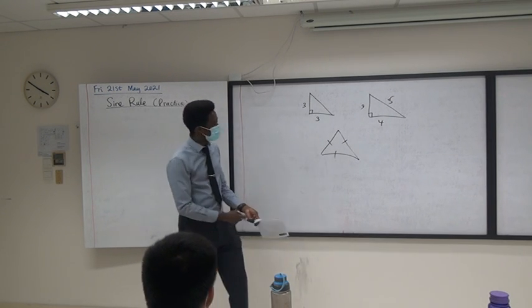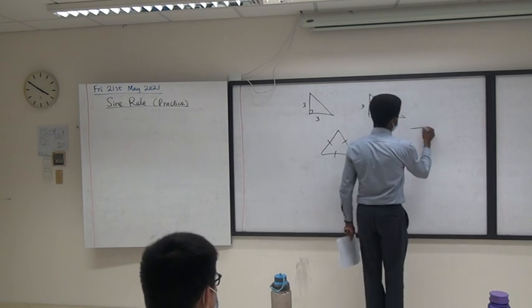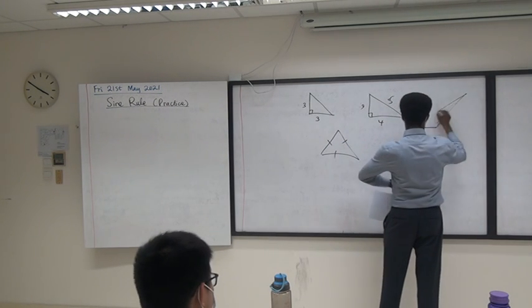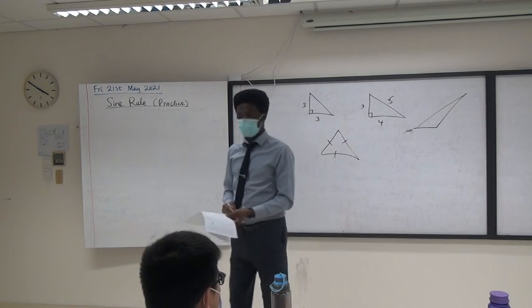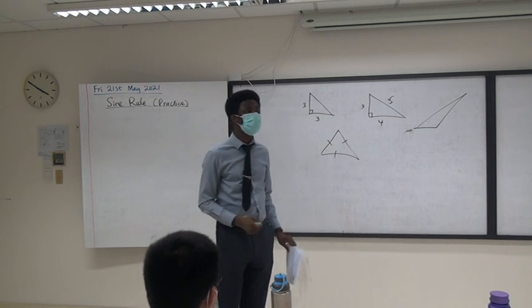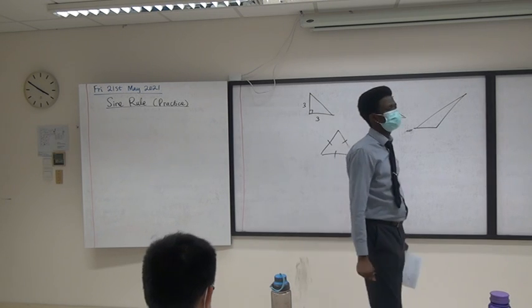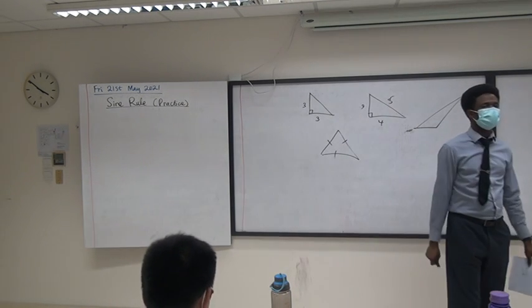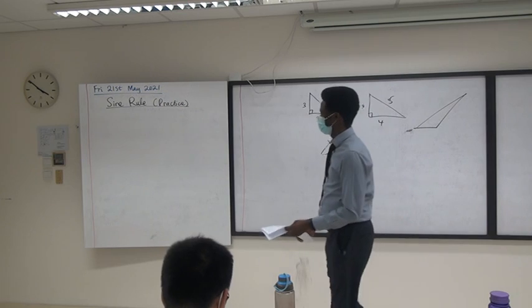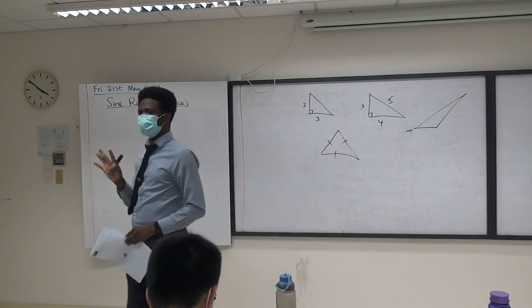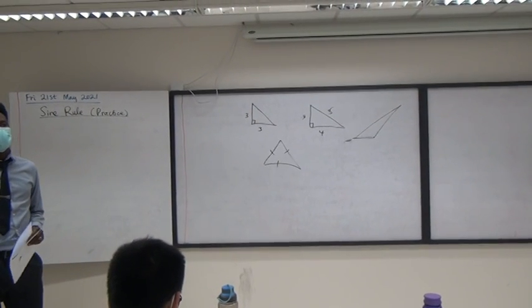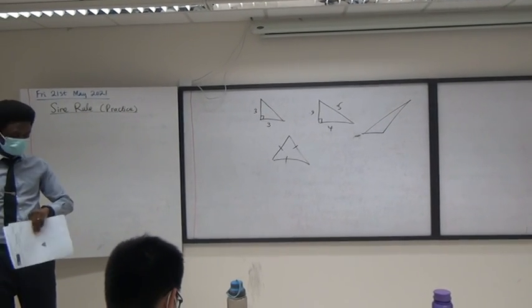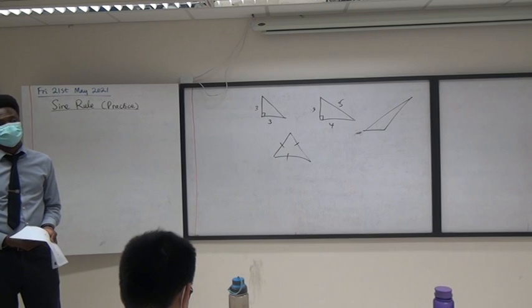Okay? An obtuse angle triangle means what? Larger. One angle is more than 90. Okay? So once you discover this, you can use the sine rule and the same thing for the cosine rule.